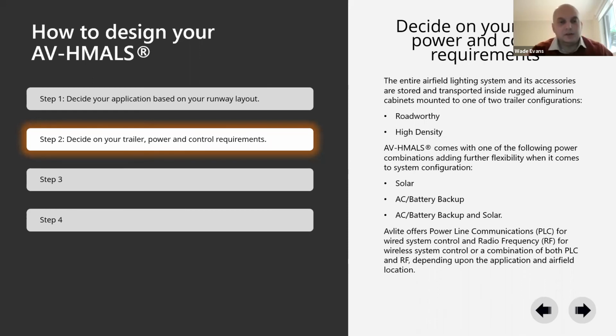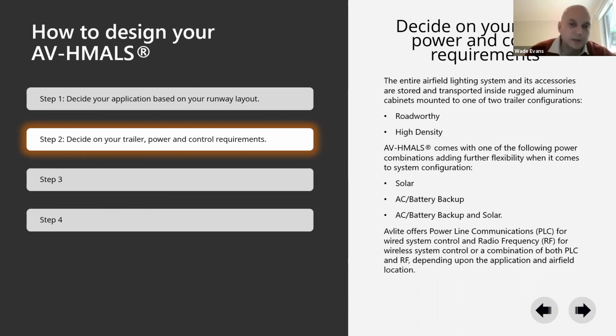On top of the trailer configuration, you then need to select your power requirements. So depending on how you're utilizing the system, what use case you're using it, is it on demand only? Is it going to be utilized consistently with an AC feed? Because we have gensets, we have those capabilities within the HMALS system as well.